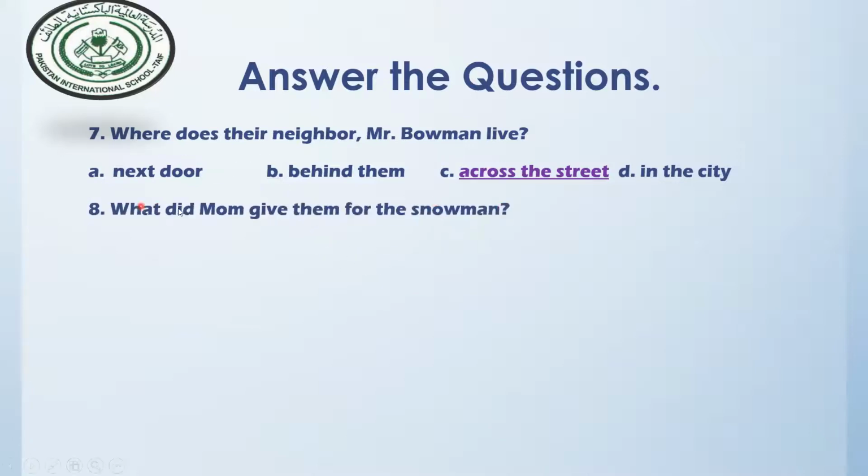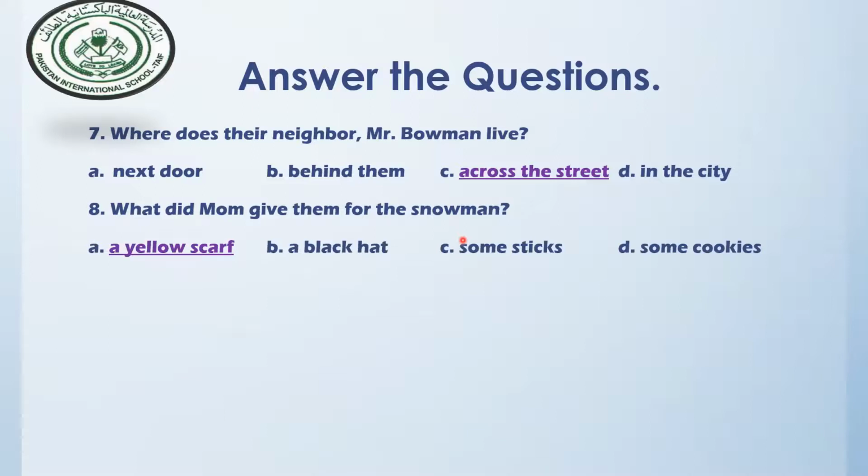Number 8, what did mom give them for the snowman? Recall your memory. You have to see again what mom gave them for the snowman. When you get a test, you will be given a passage and you can see again from the passage as well. So option A is a yellow scarf, B a black hat, C some sticks, D some cookies. So I think a yellow scarf is the correct option. Mom gave them that.